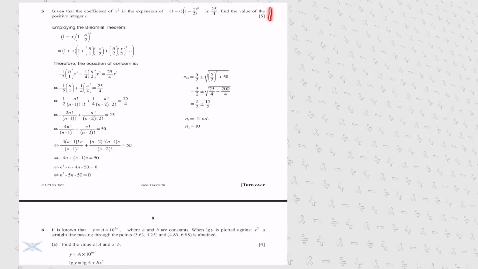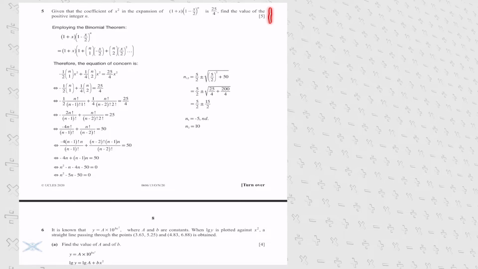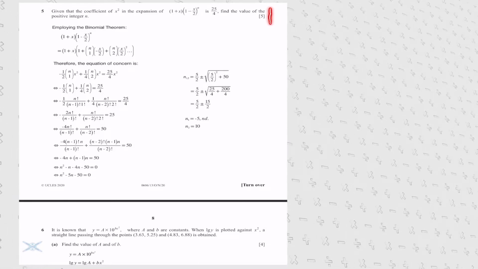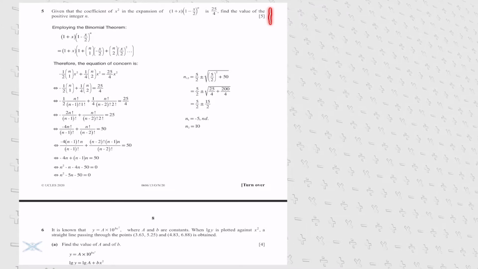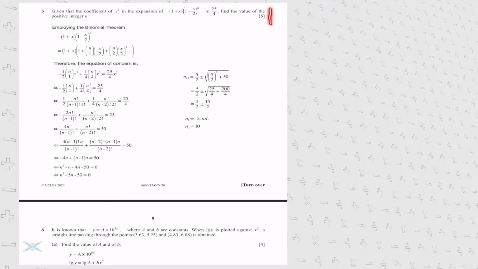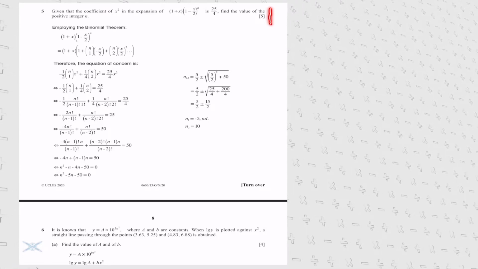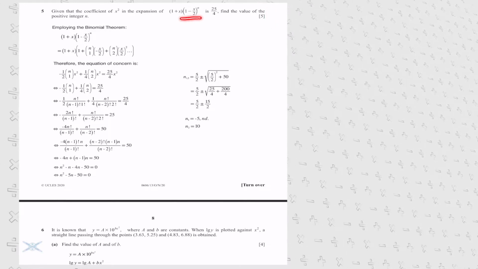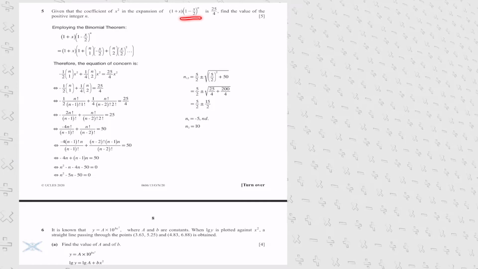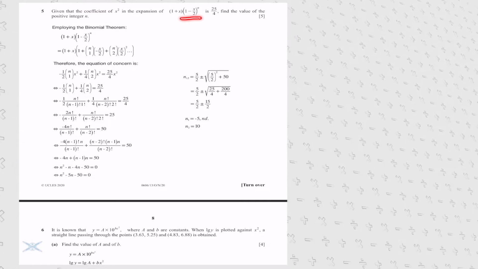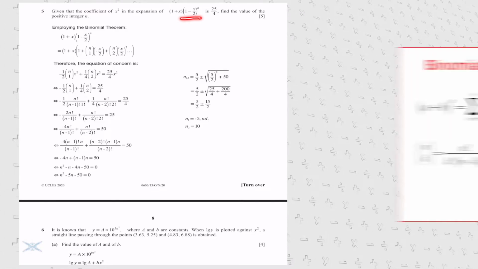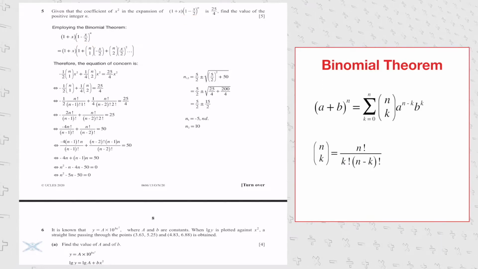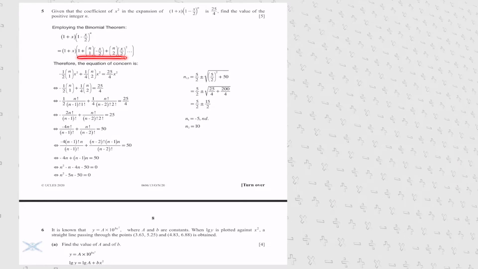Here it is stated that given that the coefficient of x squared in the expansion of 1 plus x multiplied by 1 minus x over 2 to the power of n is 25 over 4, we are supposed to find the value of the positive integer n. In order to expand this factor, 1 minus x over 2 to the power of n, we will have to employ the binomial theorem, which you can find on the right hand side of your screen. The calculation of this expression can be halted once we encounter x squared.